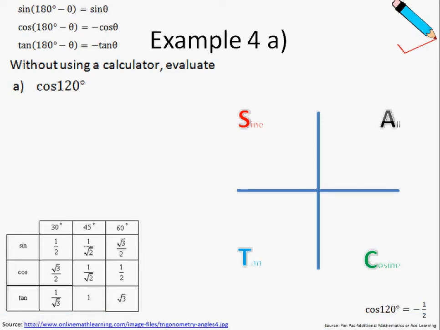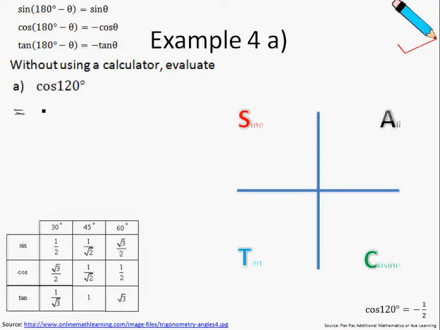Okay, in example number 4a, I'm going to show you two methods to solve this question. The question says, without using a calculator, evaluate cosine 120 degrees. For the first method, I'm going to draw upon our earlier knowledge of trigonometry.